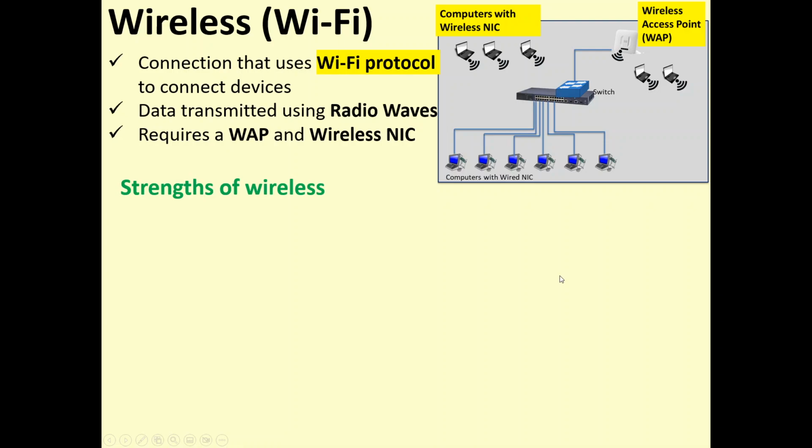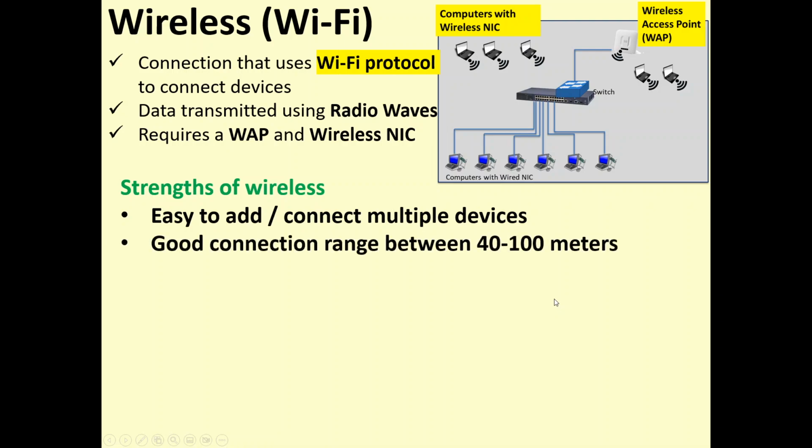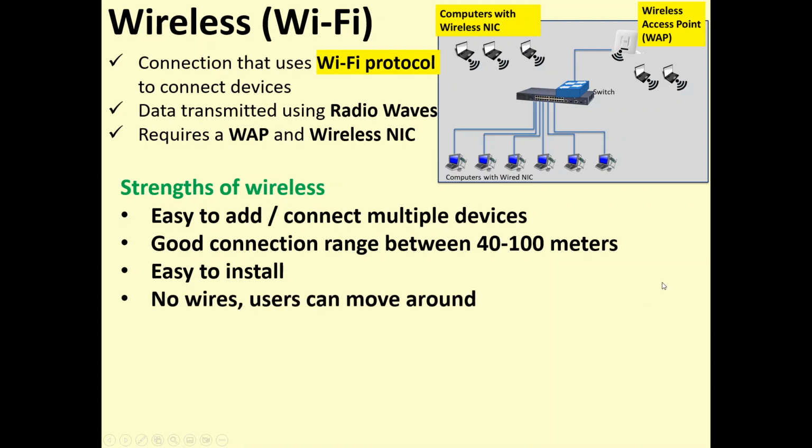So what's good about wireless? Well, it's easy to add more devices. You don't need to plug any cables in, you just connect to the network. It's got a decent range. You can move around between 40 and 100 meters, but as soon as you go past that, you start to lose your signal. It's easy to install. No cables to put in, no drilling holes and things. You simply connect your device using Wi-Fi. And there's no wires, so the user can move around. You can pick up your device and move to a different location as long as you're in range of the wireless access point.